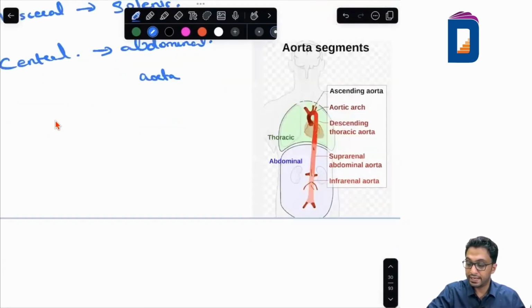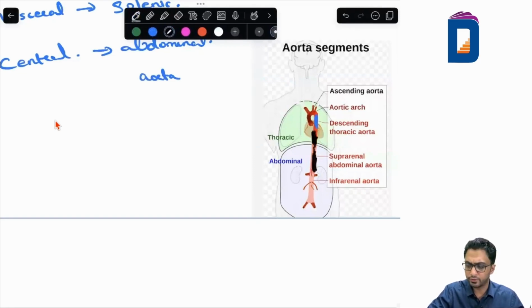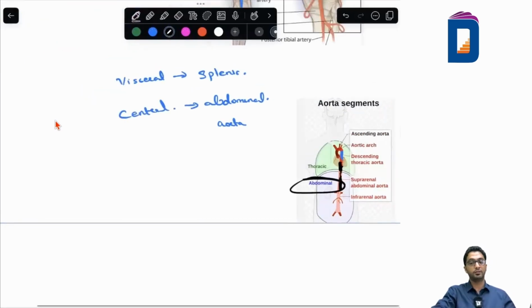You have got your ascending aorta going up. You have got your descending aorta. This descending aorta further comes down and gives rise to the abdominal aorta. I should have been a little more correct here. You have got your descending aorta here, I'm sorry. Then you have got your thoracic, then abdominal. So this is the most common central vessel, just to know.